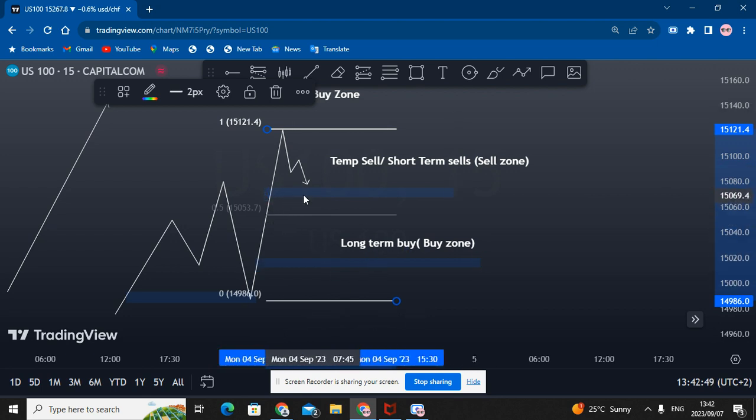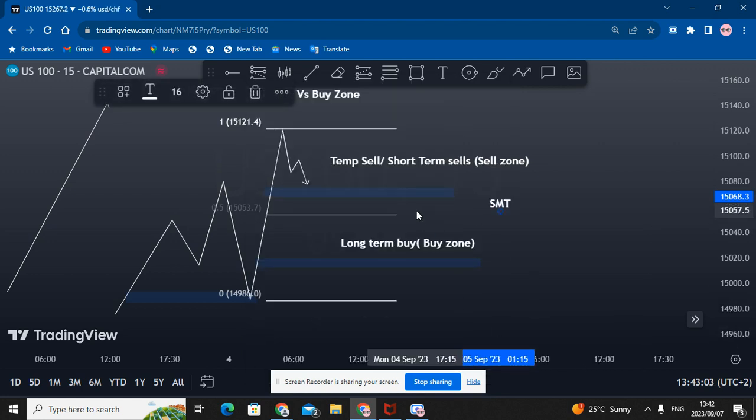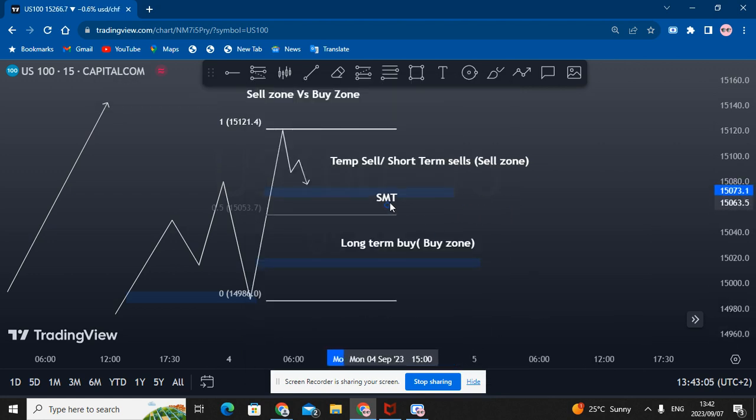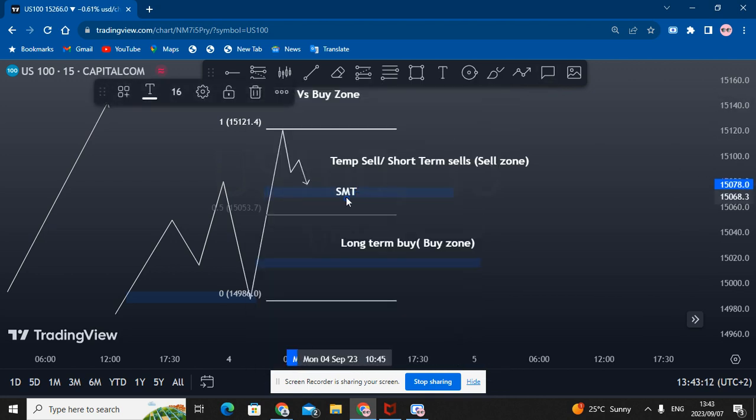Now if this is a high probability order block, please don't take any orders here, don't take any buys on this, because we can call it an SMT, a smart money trap. This might be a very good SMT, because they know that we trade smart money, so they present high probability order blocks in the wrong zone just to trap us. So this becomes your smart money trap.